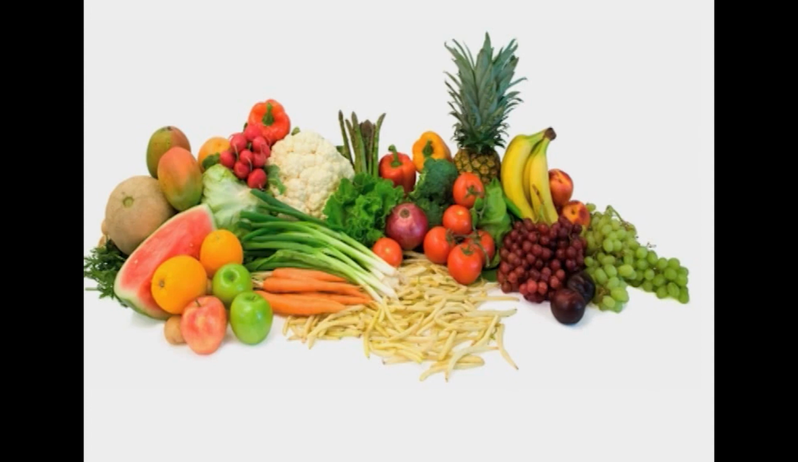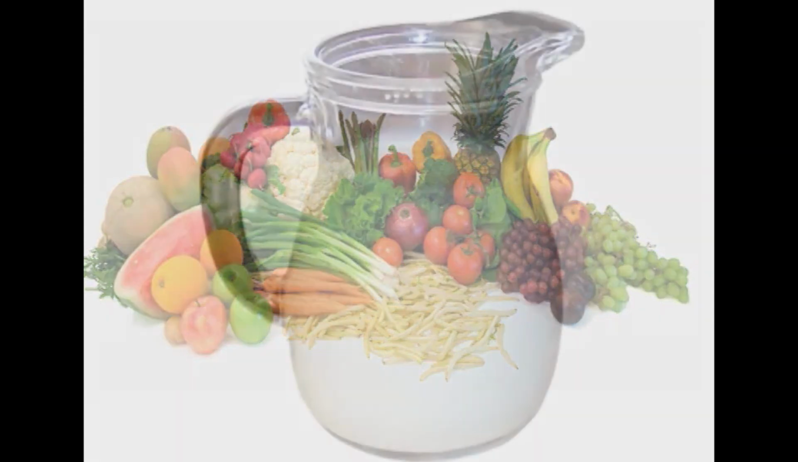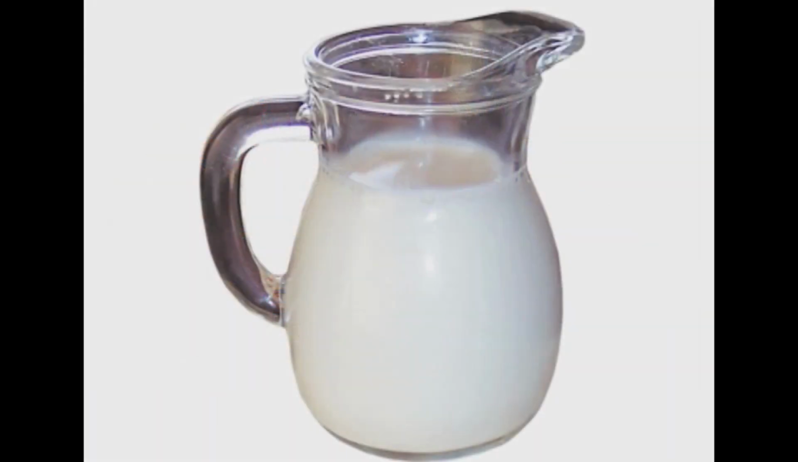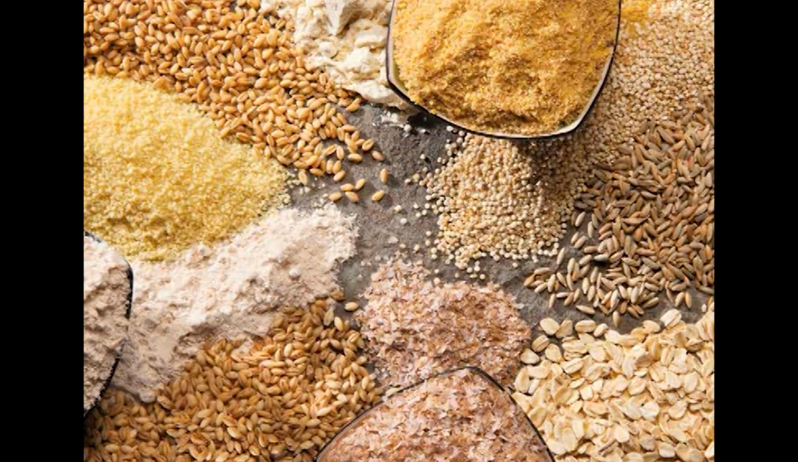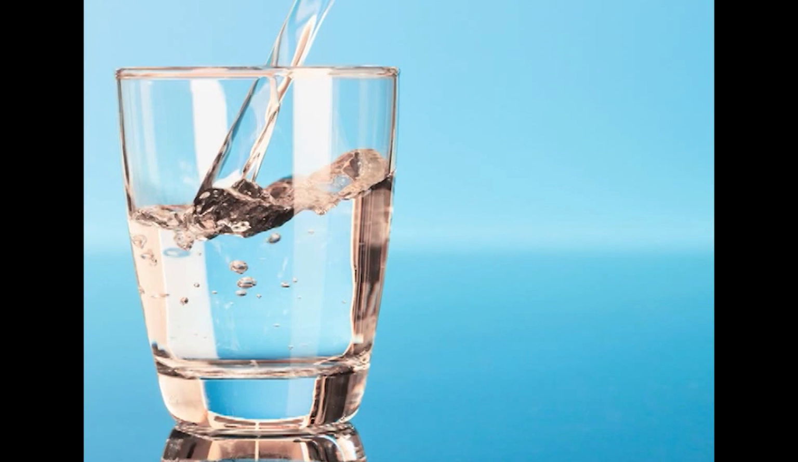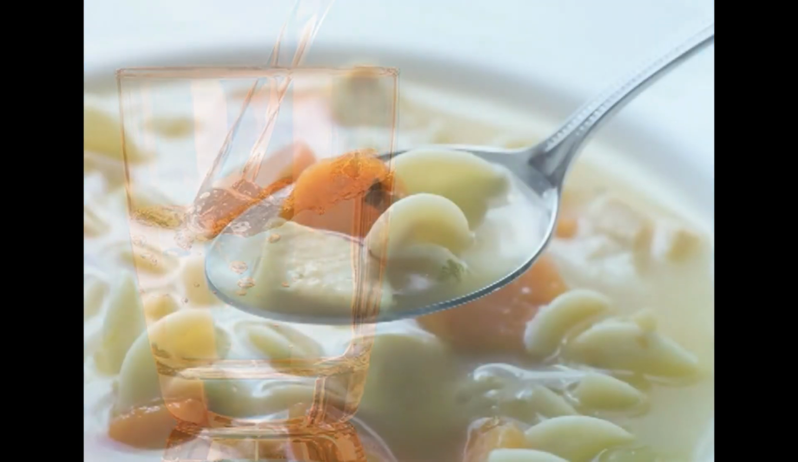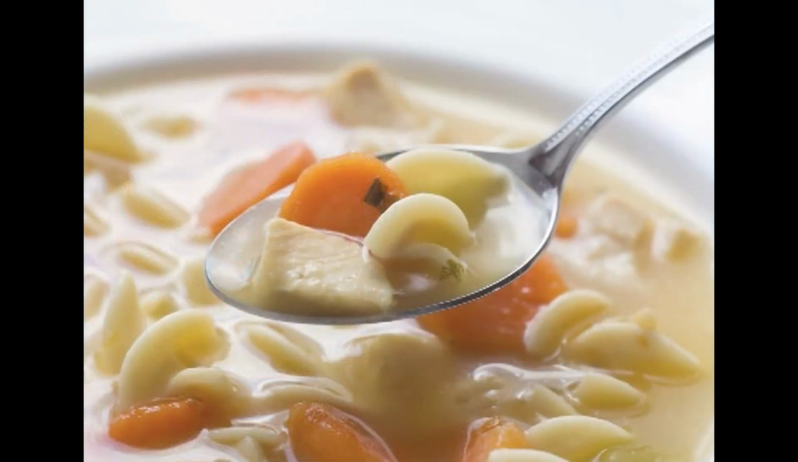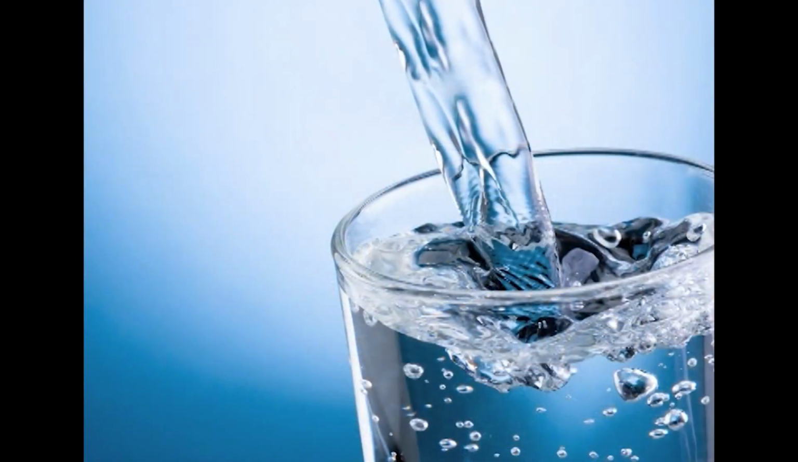So we get vitamins even from fruits and vegetables. Milk is a very good source of riboflavin, and cereals are an excellent source of B complex vitamins. The fifth nutrient is water. Now, we get water not only from the foods that we eat, but a major part of water is obtained from the beverages and water that we consume.